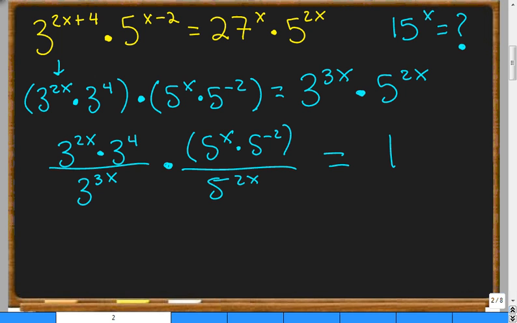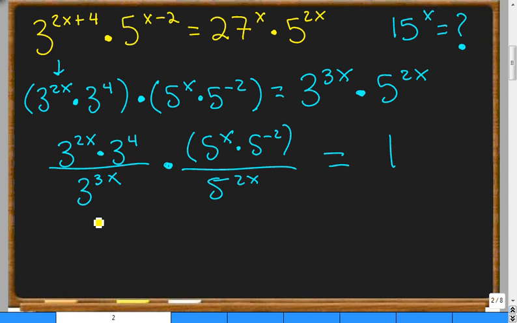So I do notice that I have 2x on top, 3x on bottom. And I have the same situation over here. I could subtract away the exponents going down as much as I could go forward to create 5 to the x.